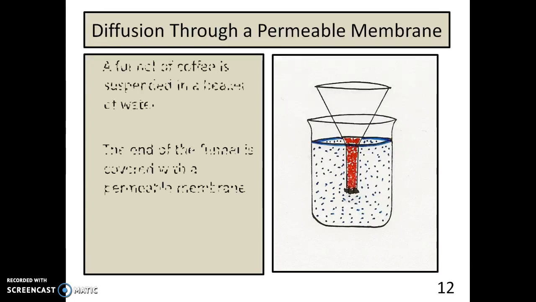We've got diffusion through a permeable membrane. And here we have a beaker of water, and we have a funnel. Okay, and in that funnel we have coffee grounds. At the end of the funnel here, we've put a permeable membrane. So these membranes are synthetic, meaning they're man-made. They're like plastic, and they're used to mimic how these membranes would work.